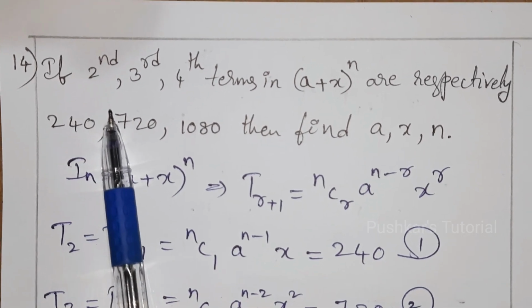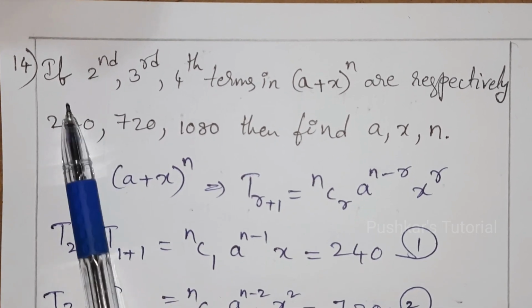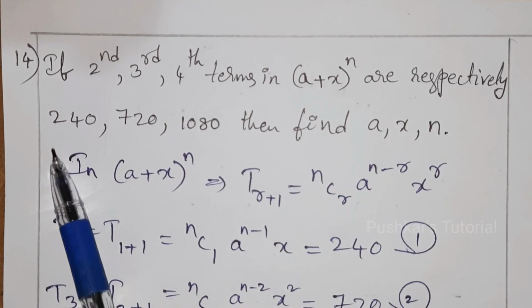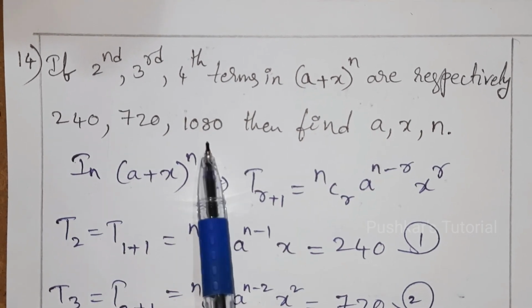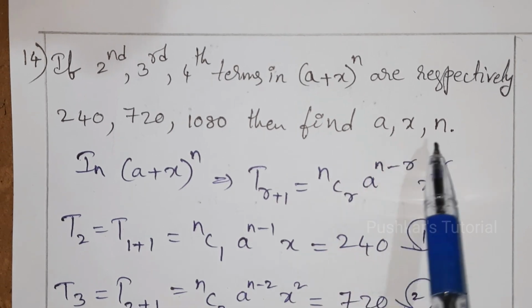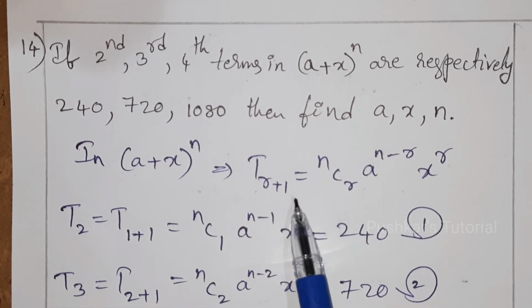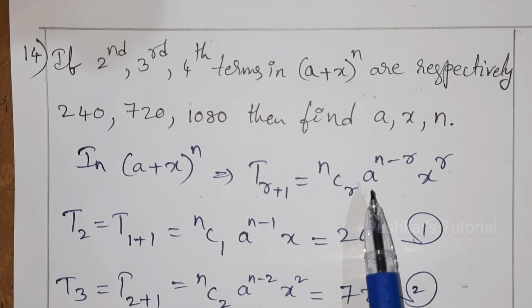Next, very important and lengthy but easy. If the second, third, and fourth terms in (a + x)^n are respectively 240, 720, 1080, then find the values of a, x, n. So in (a + x)^n, T(r+1) is equal to nCr, first term power n minus r, second term power r.